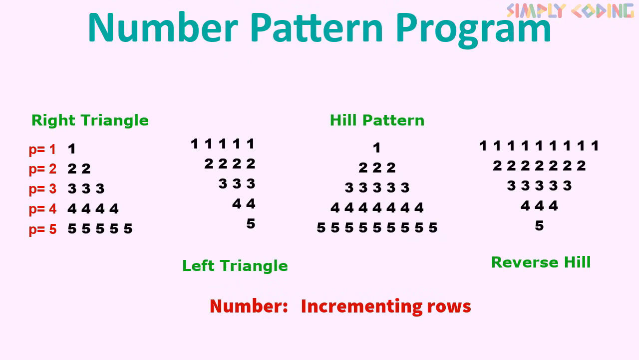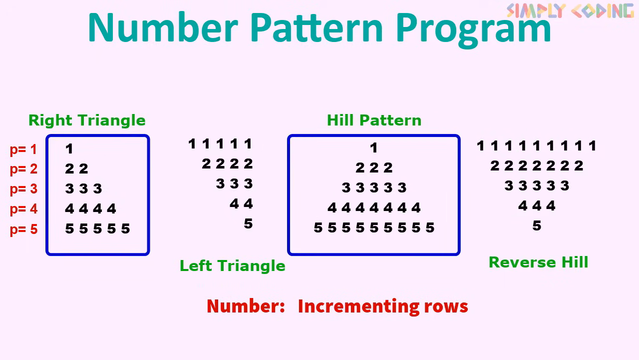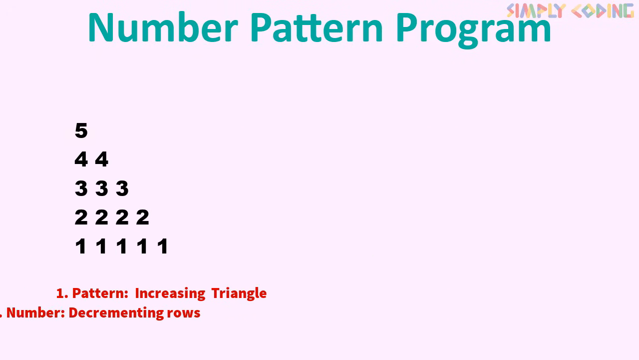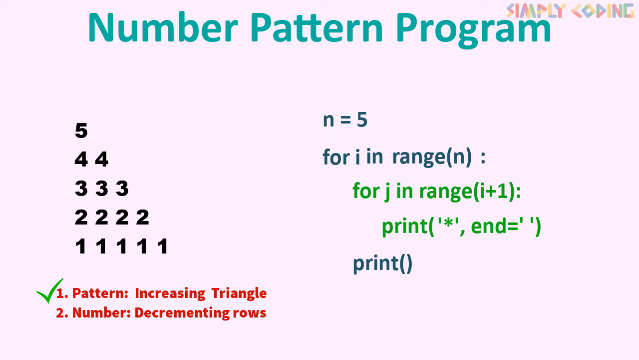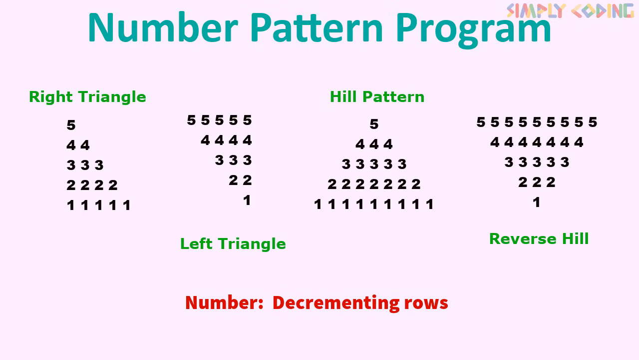The same logic we can use for any shape which has a row constant, like the right-sided triangle or hill pattern or any other pattern. Now what if the values were 5 first, then 4, then 3, 2, 1. Again we see in a row the same number is printed. So this time we will initialize p to 5 outside the loop. In the inner loop, we print p. Along with moving to the next row, we will now decrement p by 1 for the next row. This will again work for all different patterns with decreasing row numbers.